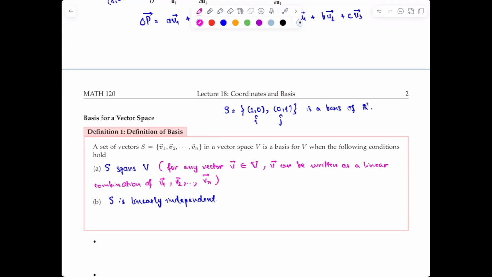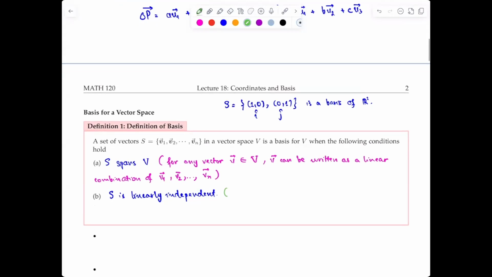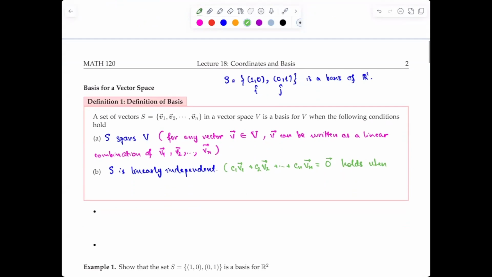Now for the second condition, I have a quick description here as well. For S to be linearly independent, the linear combination C1V1 plus C2V2 plus dot dot dot up to CnVn equals the zero vector, and this holds only when C1 equals C2 equals C3, and so on, up to Cn, all equal to 0. So you need to check these two conditions. We're going to do some examples to see that. There are two conditions to check if a set is a basis for a vector space. The first is that S spans V. The second is that S is a linearly independent set.